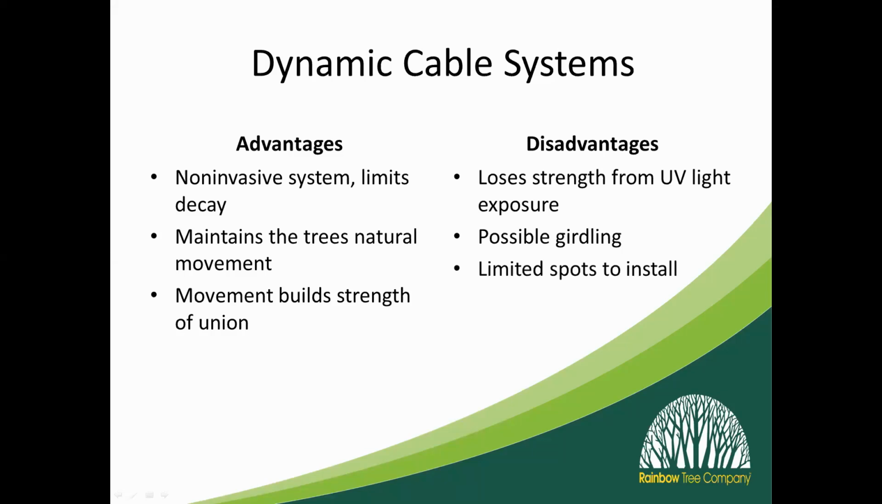Some tree structures do not have a union to anchor the cable to at the correct height, and we'll get into what correct height is in a little bit. So it's kind of limited in where you can install those. And also, dynamic cables cannot support failed unions like cracks or splits. Can anyone tell me why we wouldn't want to use a dynamic cable for an actively split union?